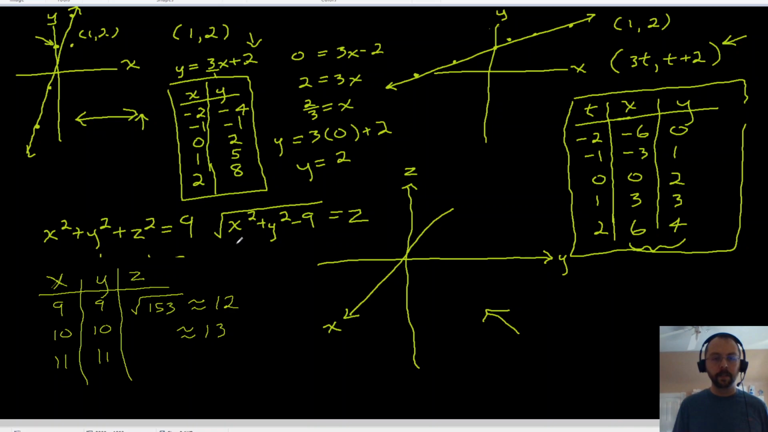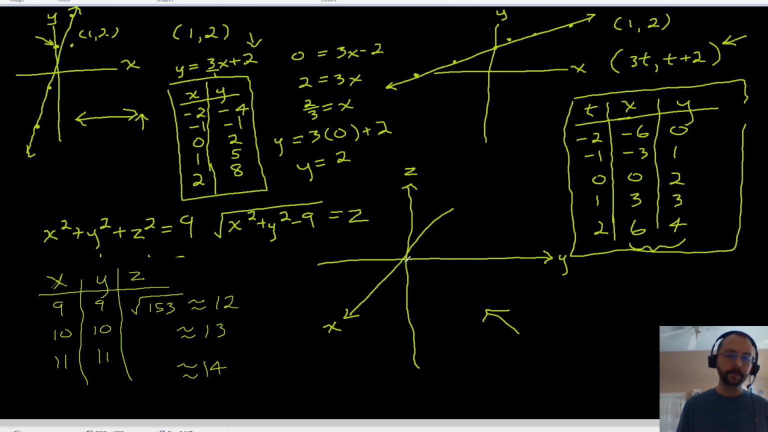11 squared, I think that's 121. So 242 minus 9, 233. We'll say that's about 14. I don't know, but it's bigger than 13. It's not a whole lot bigger. Maybe 15. I don't know 15 squared either. So say those are approximate.